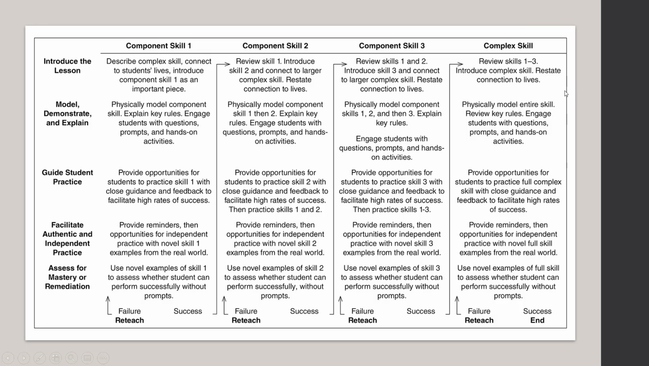A lot of times you have to do this with kids with EBD, and that you have a really complex skill, because remember, they're below their academic grade level. So you have to think about the prerequisites and what goes into that skill, and you want to break it up into however many component skills you think they need and start using direct instruction.